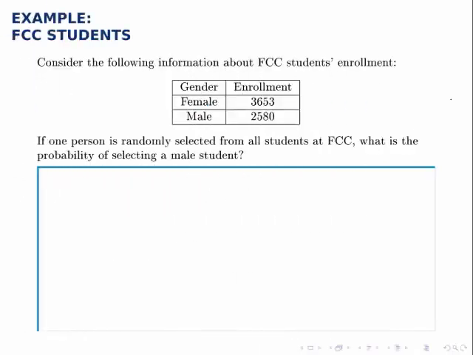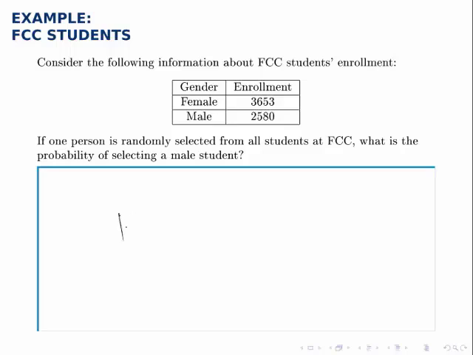Consider the following information about students' enrollment at FCC. We have a table that breaks down the gender of students, and we're told how many male students there are and how many female students there are. Then we're told that we randomly select one person from all these students, and we want to know what is the probability that the one we selected is a male student.